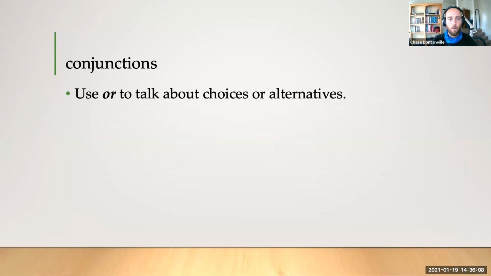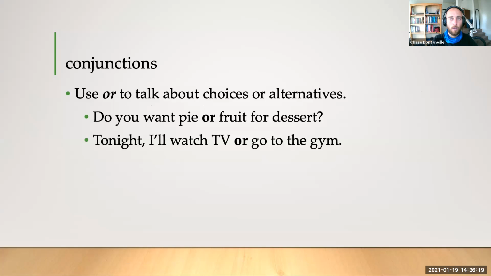Or, we use or to talk about choices or alternatives. Do you want pie or fruit for dessert? Tonight, I'll watch TV or go to the gym. So you see there's choices or alternatives. Okay, that's when we use or.